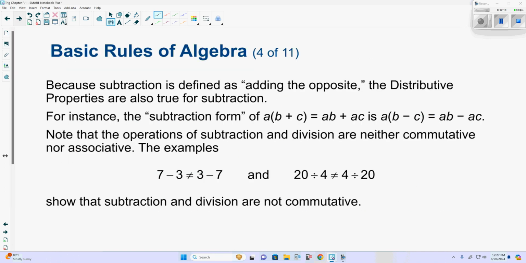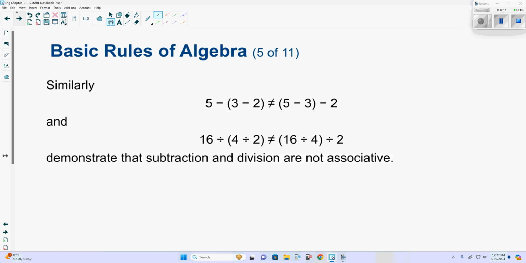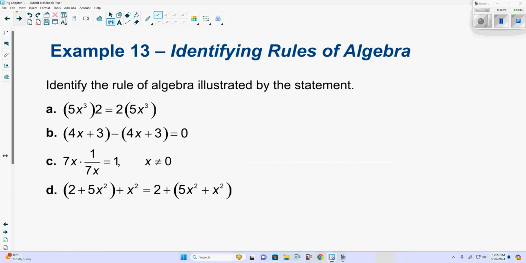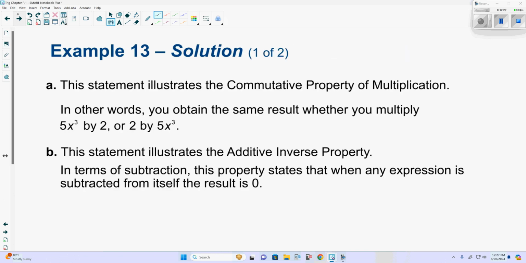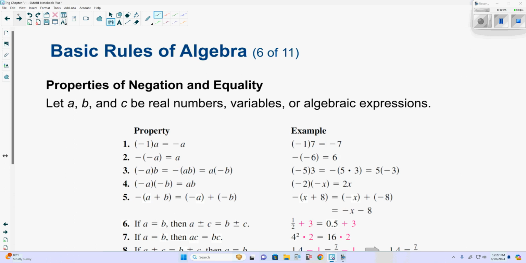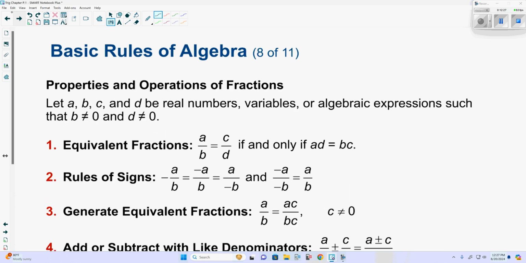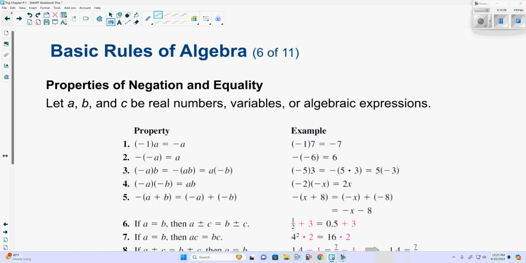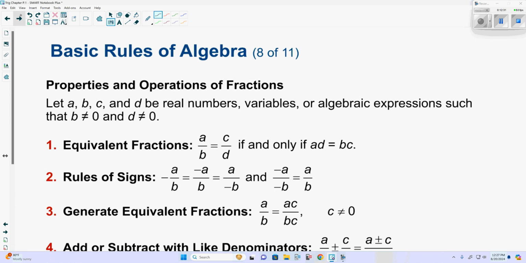If subtraction is defined as adding the opposite, the distributive property is true. And again, all of this is just more properties. The negative, 0, addition, subtraction, divide, factor.